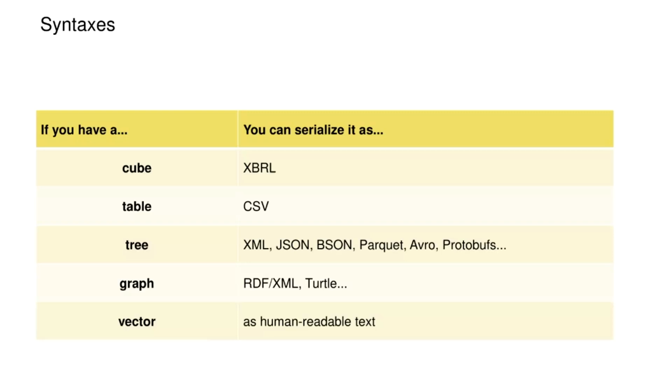When you have a cube, you can serialize it. So when you create some text or binary file from something in memory, it's called serializing, right? The opposite is called parsing. So you can serialize cubes as XBRL, which is the format used by many governments and agencies around the world. Tables can be serialized as CSV, right? You know, when you go to the Federal Statistics Office or plenty of these places where you can download data, CSV is very often available, but XML and JSON as well for trees.